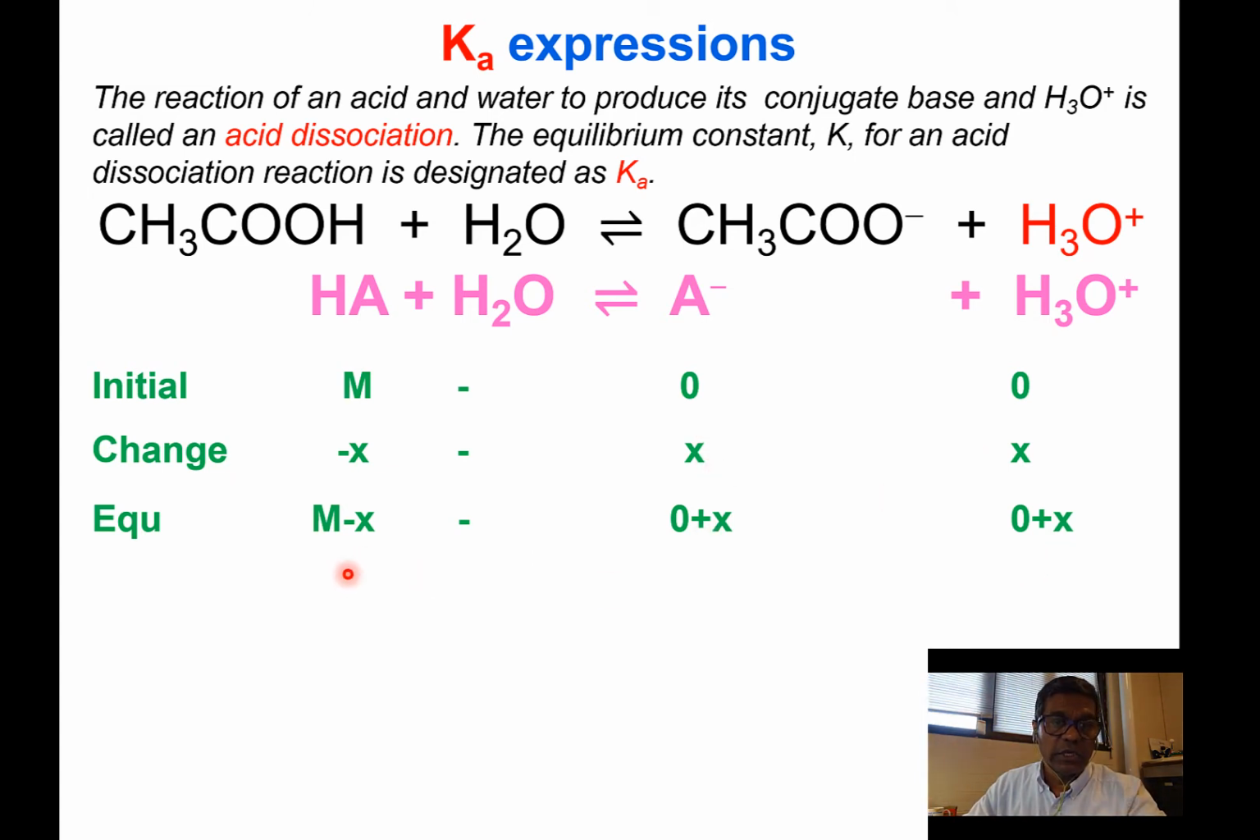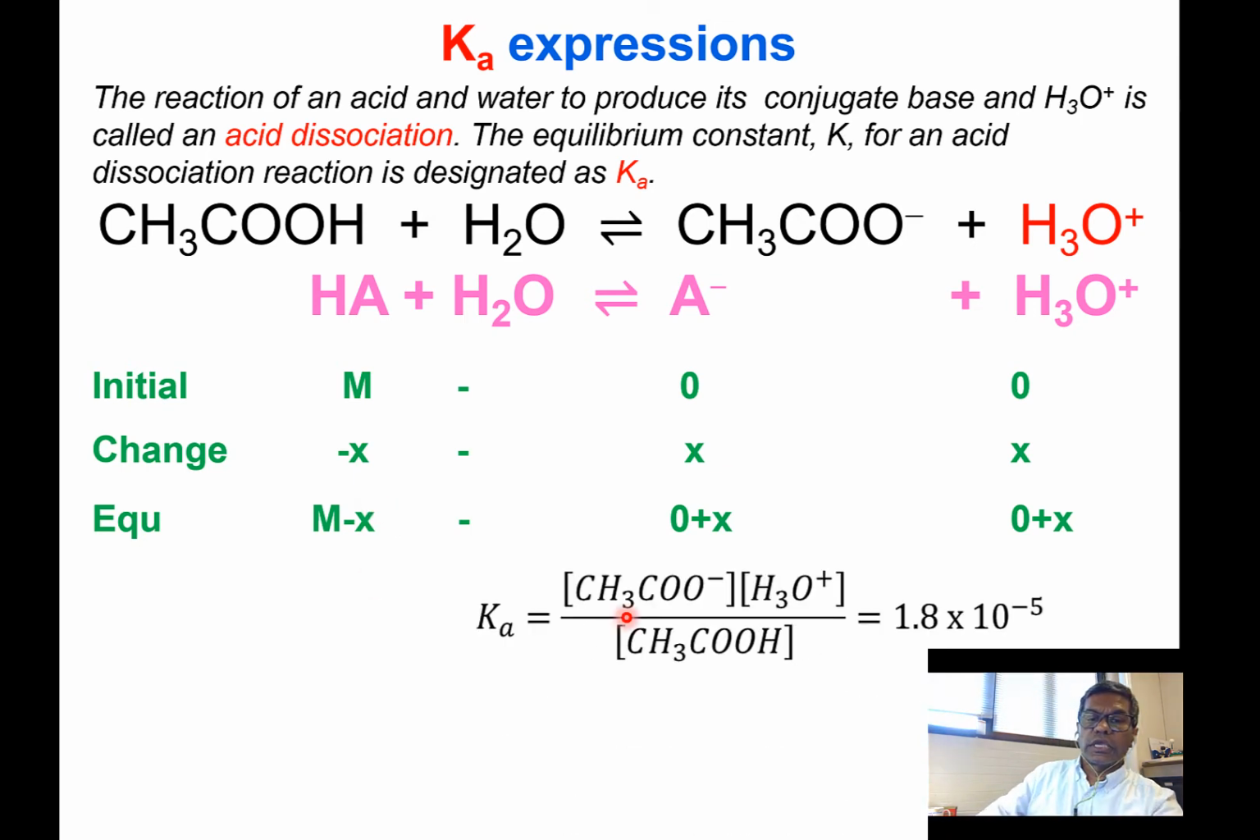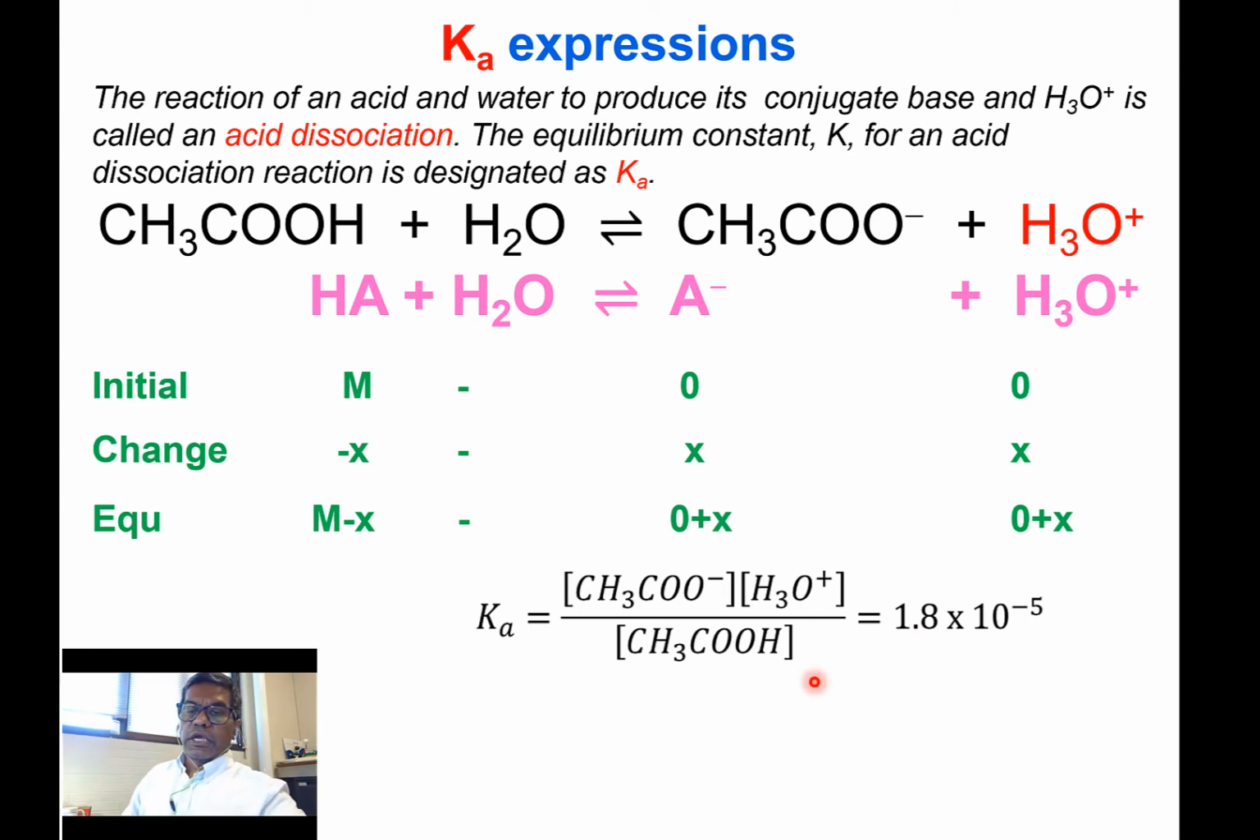Using the 5% rule, without doing the calculation, we can neglect this x as negligible or 0. Now we can plug into the Ka, products over reactants, and we will get a number. Whereas for pKa, this number is small and not very comfortable to use, so we're going to take the negative log of the Ka value. Okay, let's solve some problems.